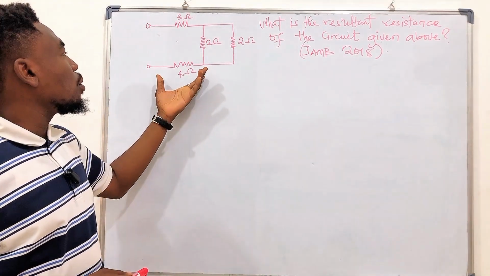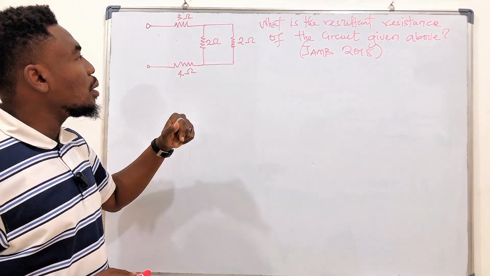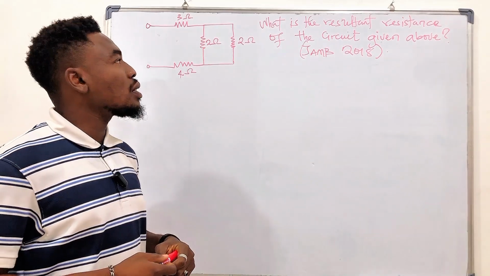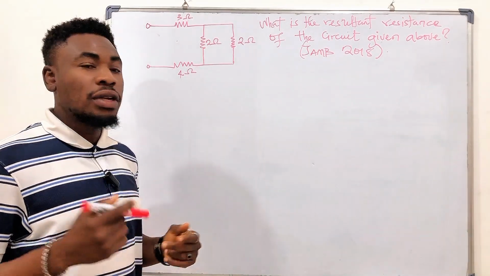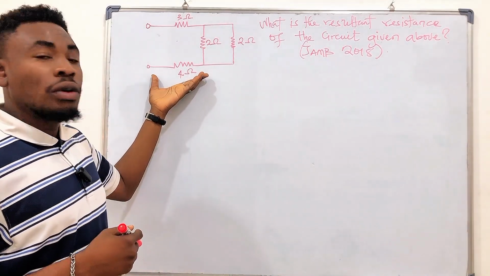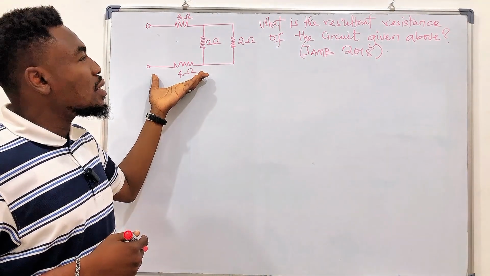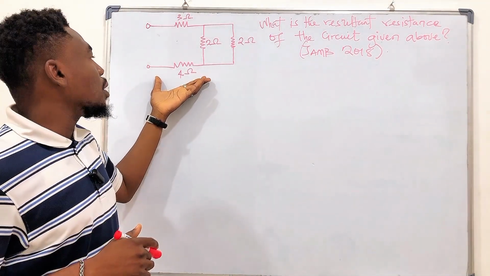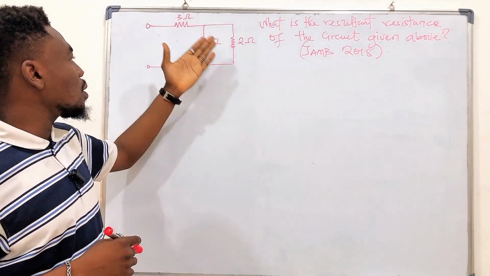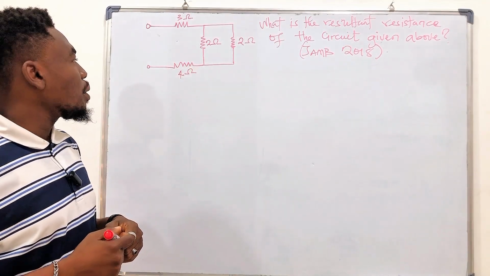We have a setup of resistors in this form, and the question says, what is the resultant resistance of the circuit given above? So this is the circuit given to us. All of these arrangements are resistors.